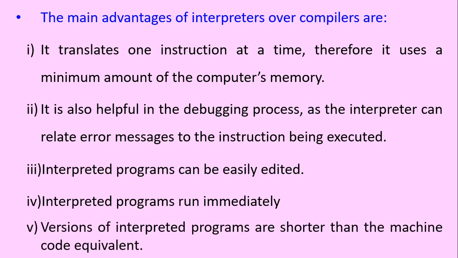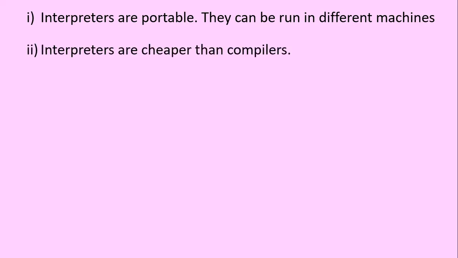Number five, versions of interpreted programs are shorter than the machine code equivalent. Number six, interpreters are portable. That is, they can be run in different machines. Number seven, interpreters are cheaper than compilers.